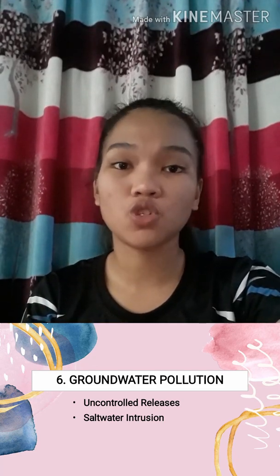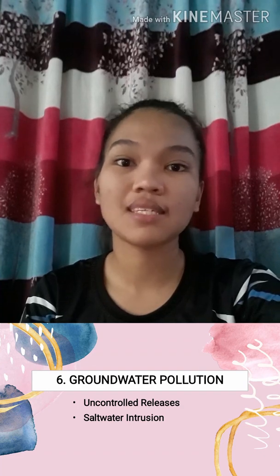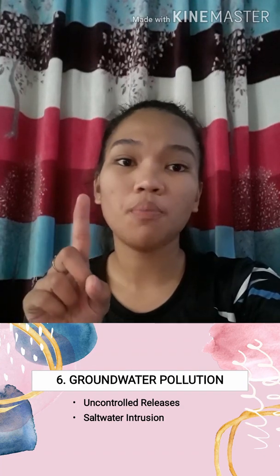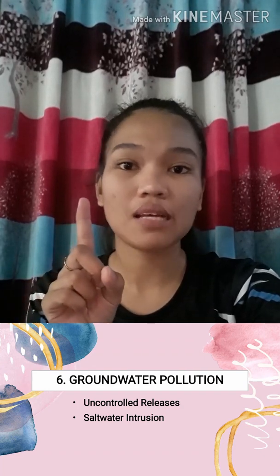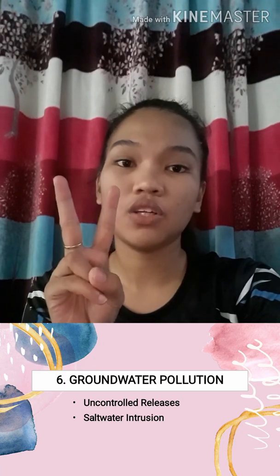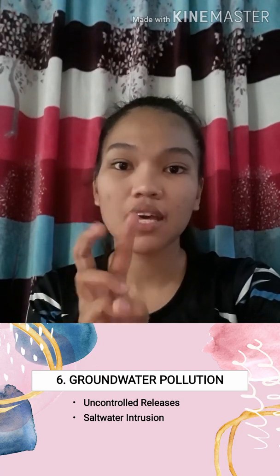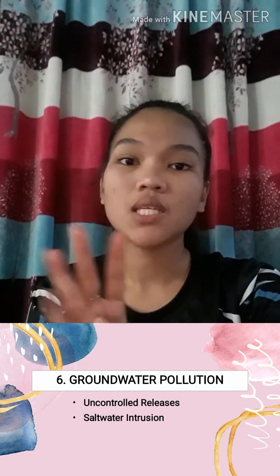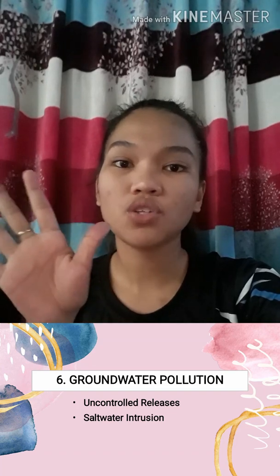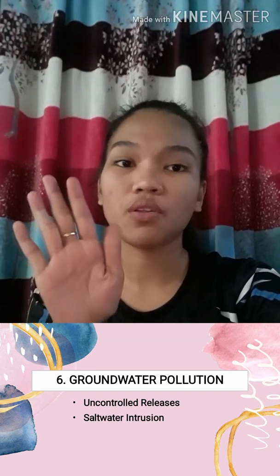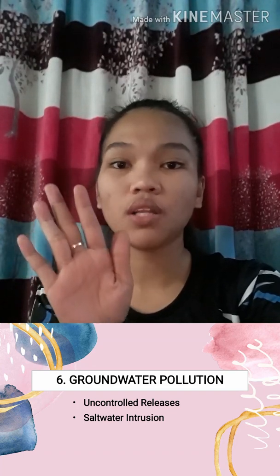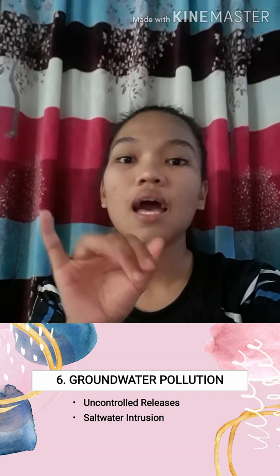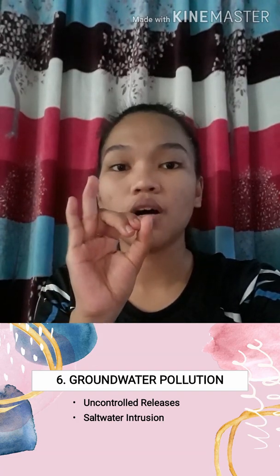So let's start with uncontrolled releases. Sources: discharge from improperly operated or located septic tank systems, leaking underground storage tanks, improper disposal of hazardous and other chemical waste, spills from pipelines or transportation accidents, recharge of groundwater with contaminated surface water, and leaking landfills and leaking retention ponds or lagoons.